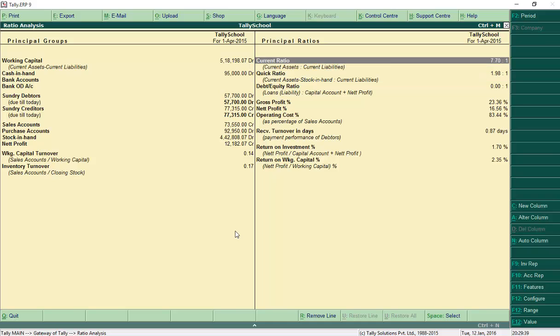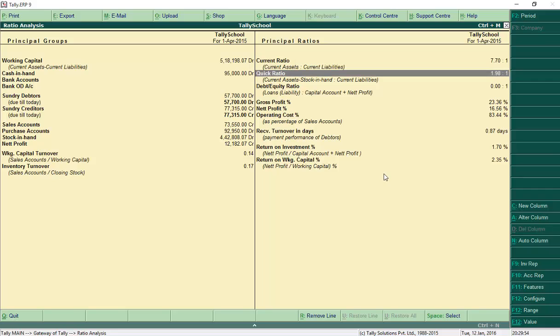Now current ratio means current assets upon current liabilities. That is 7.7 is to 1. That means your current assets are 7.7 and current liabilities is 1. That is very good, but that is not possible in the real world.